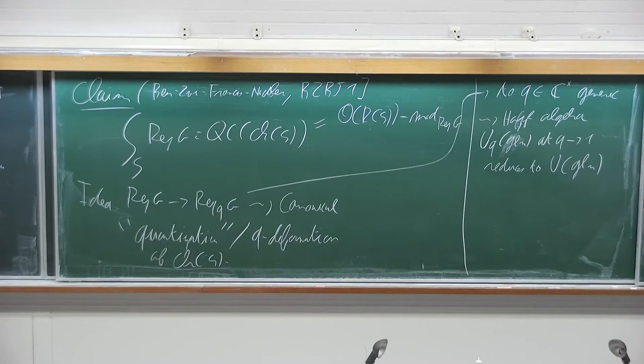So it's some sort of q-deformation of this enveloping algebra, and really, behind the curtain, you should think of it as a quantization of this Poisson structure on G.